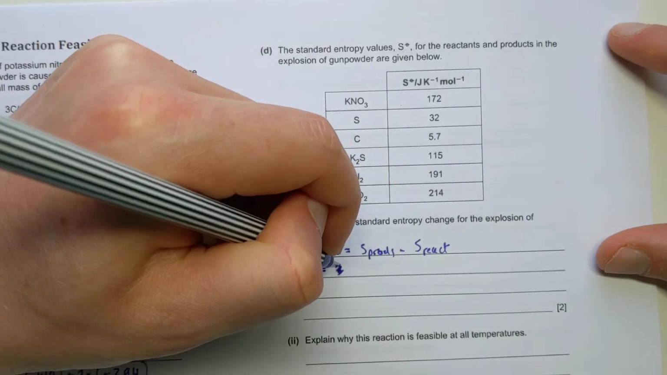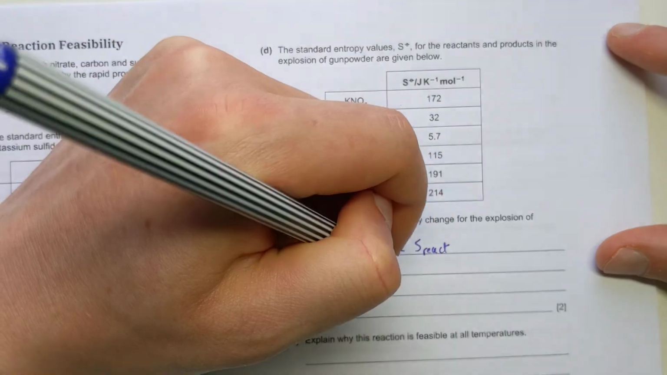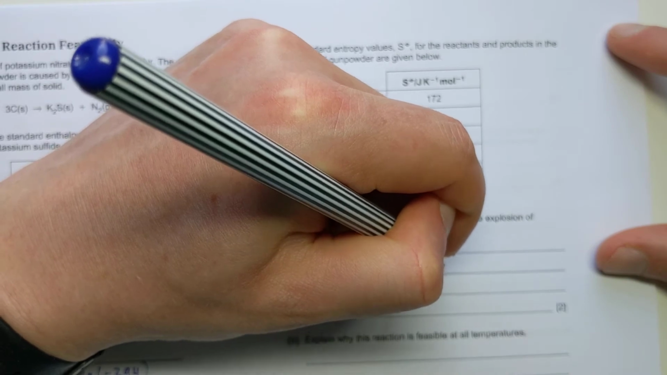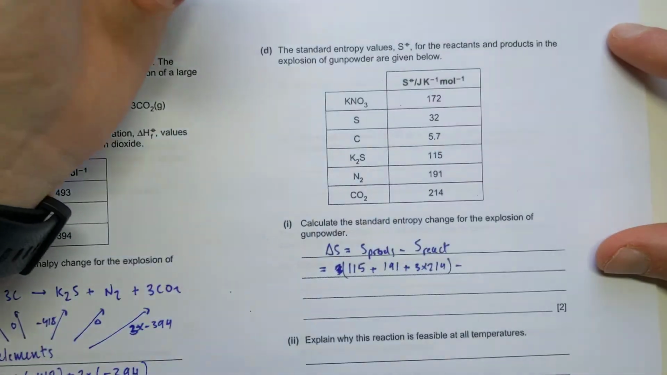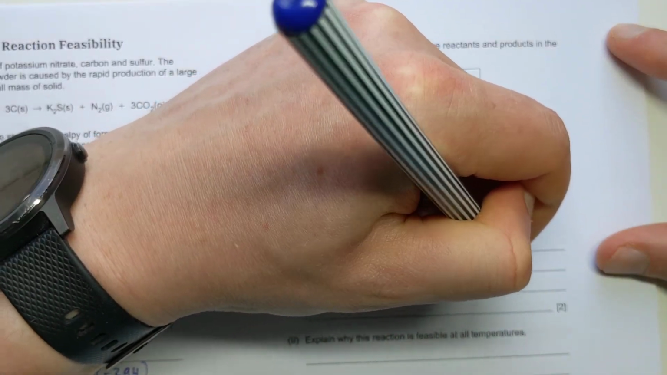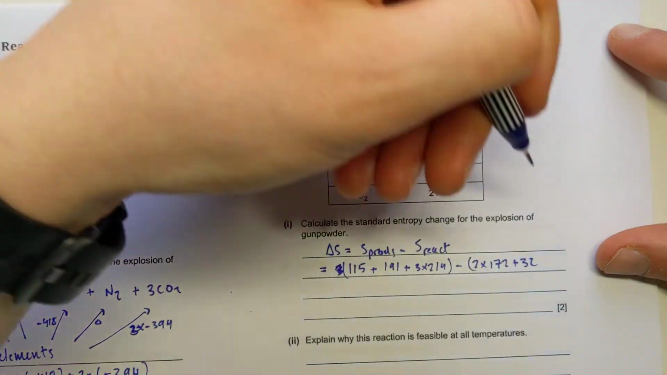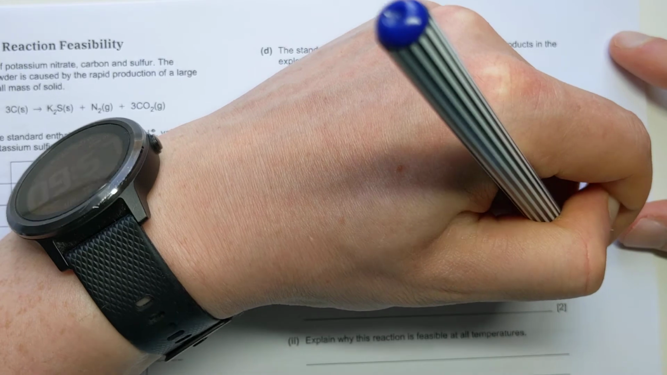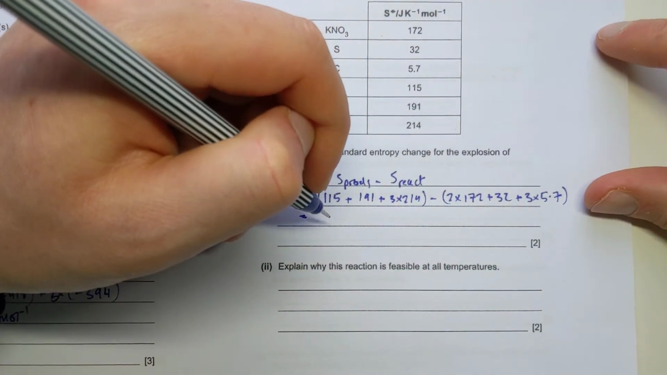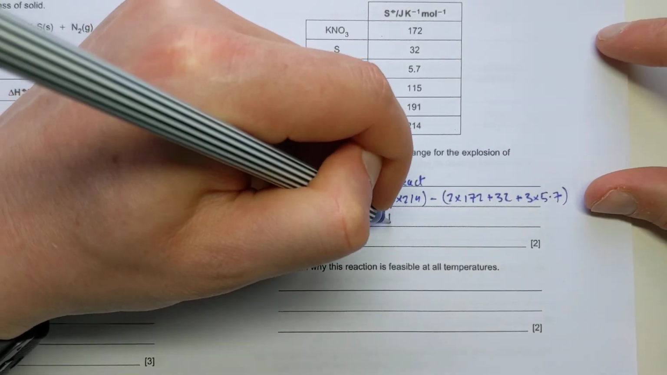So we'll go for K2S first, so it's 115 plus N2 is 191 plus CO2, which is going to be 3 times 214, minus entropy of the reactants, KNO3 is times 2, so it's 2 times 172 plus sulfur, which is 32, plus 3 times carbon, which is 3 times 5.7. And essentially you can just chuck that all into your calculator in one go. It comes out as being plus 554.9 joules per Kelvin per mole.